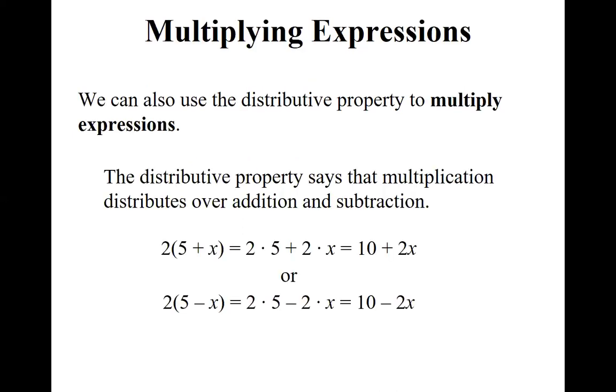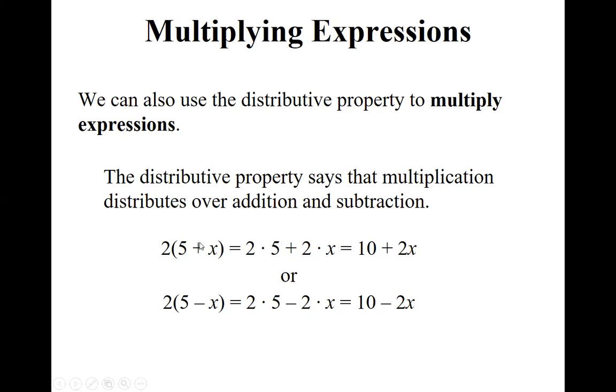We could also use the distributive property to multiply expressions. So this is the form of the distributive property that we're most familiar with coming into this topic. If we had 2 times 5 plus x, that's 2 times 5 plus 2 times x, and we can simplify that to 10 plus 2x. If we have 2 times 5 minus x, that's 2 times 5 minus 2 times x, which can be simplified as 10 minus 2x.